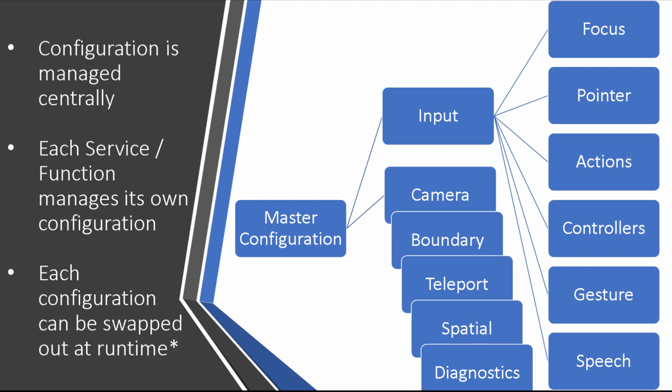From here, you can then go and configure your input, camera, boundary, teleport, spatial, and diagnostics, and more. And each of these is its own configuration object itself. So if you want, you can have multiple versions of it and swap them in and out as and when you need it. Everything's up to you.